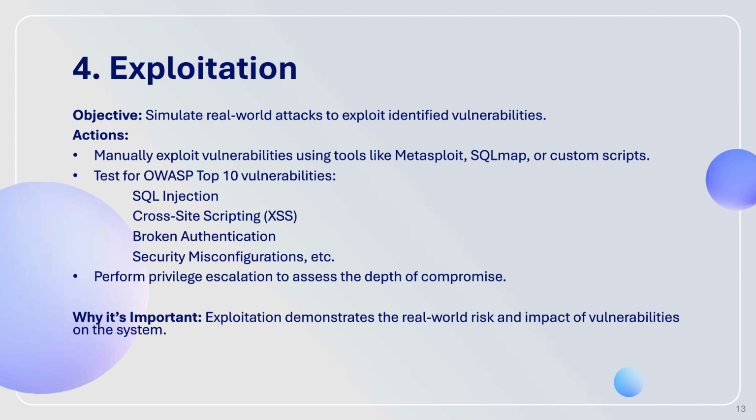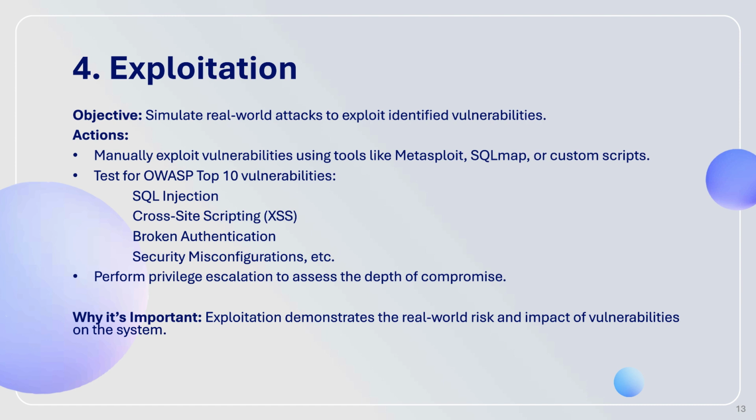Let's move on to the fourth step in the VAPT process, that is exploitation. This is where we simulate real world attacks to test the vulnerabilities identified in the previous phase. The objective here is the primary goal of exploitation: to understand the real world risk of vulnerabilities by attempting to exploit them. This step demonstrates the impact an attacker could achieve.